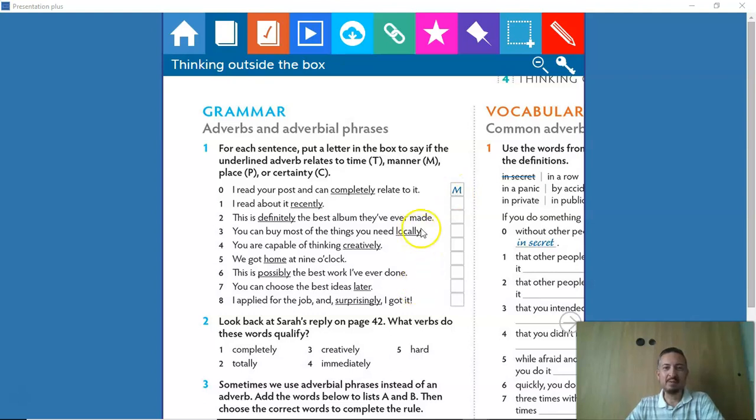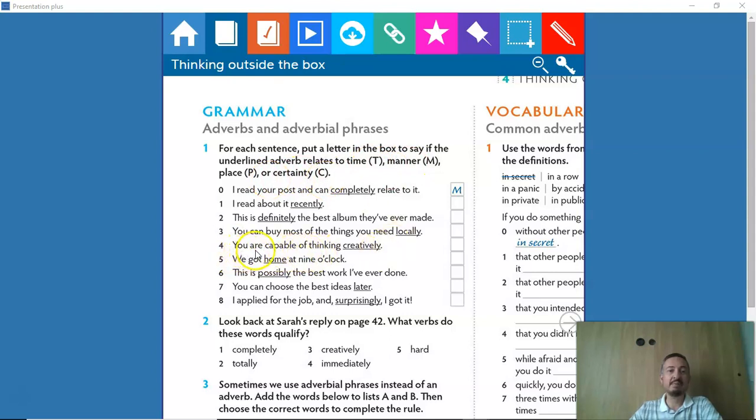So this is an adverb of manner. Now I would like you to pause the video, read the sentences, and see what question they respond to. I read about it recently. I read how? Recently. Is this about time, manner, place, certainty? This is definitely the best album they ever made. You can buy most of the things you need locally. So you need locally. So you can buy locally. So this is what? Time, manner, place, or certainty.